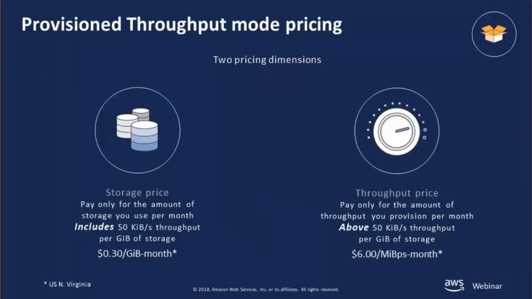When we talk about provisioned throughput mode, there are 2 pricing dimensions. So again, you have the standard storage price dimension as we had with bursting throughput mode, but we also add the throughput pricing dimension. And this is when you pay for the amount of provisioned throughput above what's included in the storage price. So anything above 50 kilobytes per second throughput per gigabyte of data stored that you provision, you will be charged for that at $6 per megabyte per second per month.